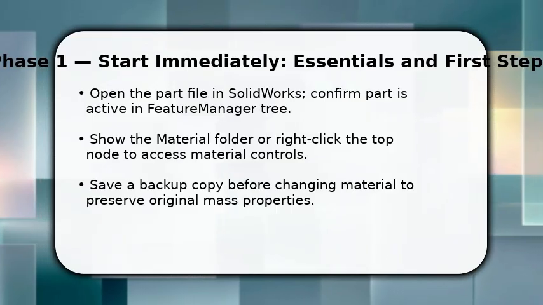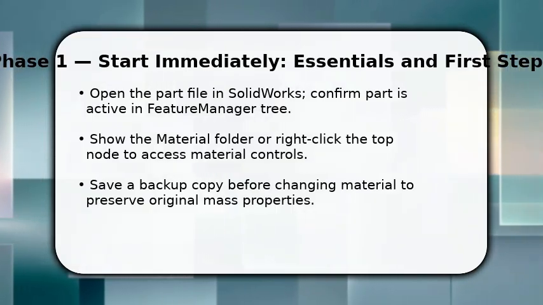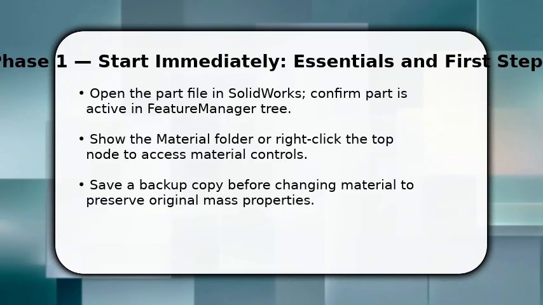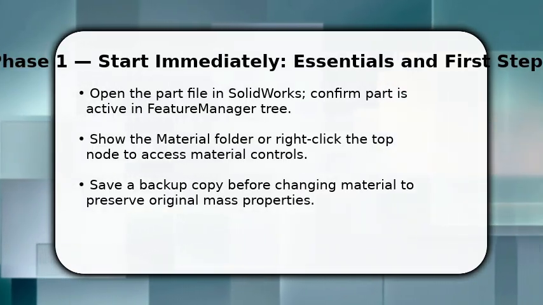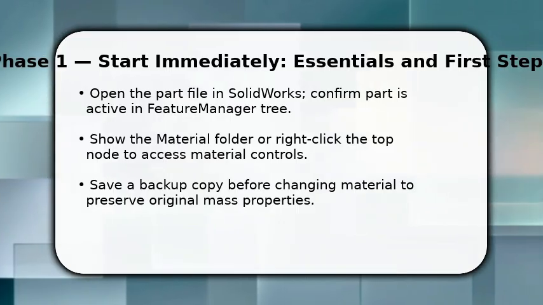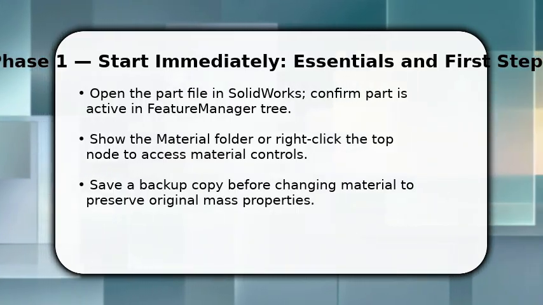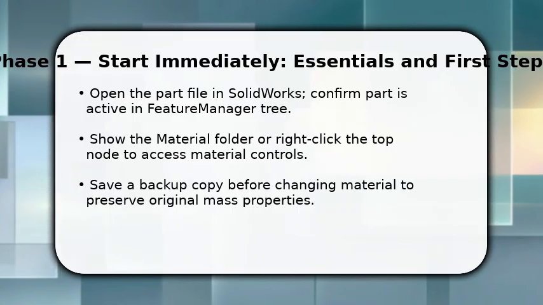Enjoy the video. You begin with the part active in SolidWorks. This is essential. First, make sure the Feature Manager design tree is visible and the part document is the front window. Once done, right-click the part name or the material folder label. This is the single correct entry point.